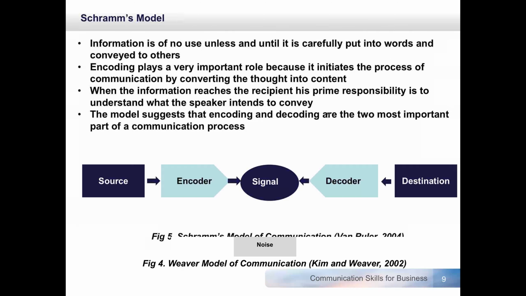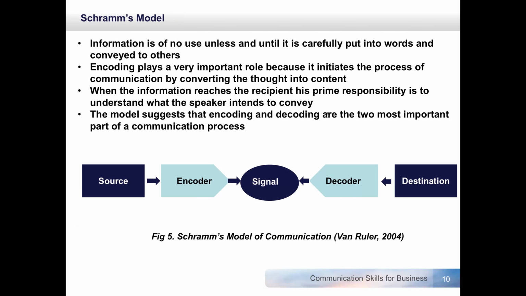The next model is called the Schramm model, and this model basically works between the sender and receiver. The key difference in this model is that there is an encoder. That means you try to encode the information because it might be secretive or sensitive in nature, and that information is only intended for a particular person who has some sort of responsibility or position within the organization.